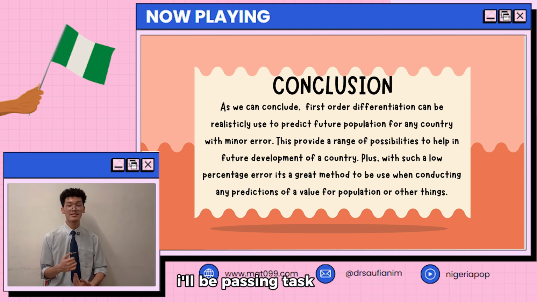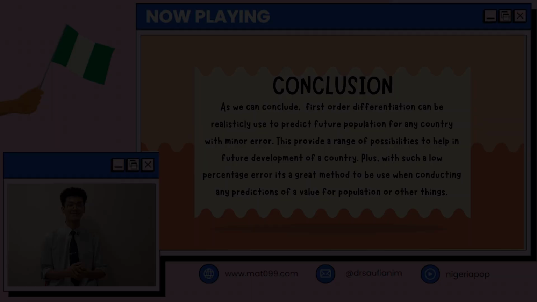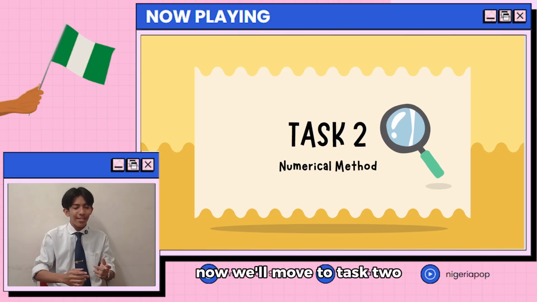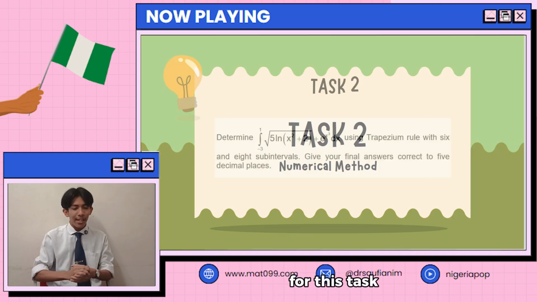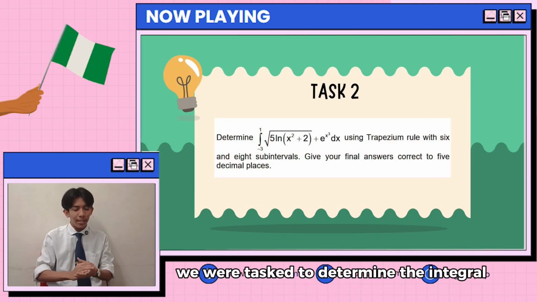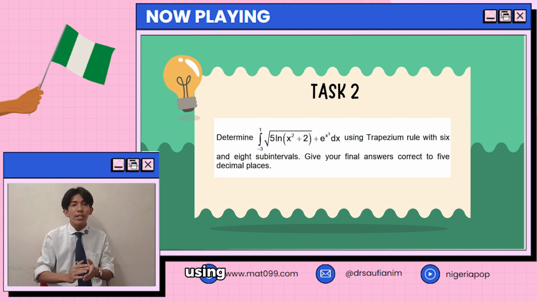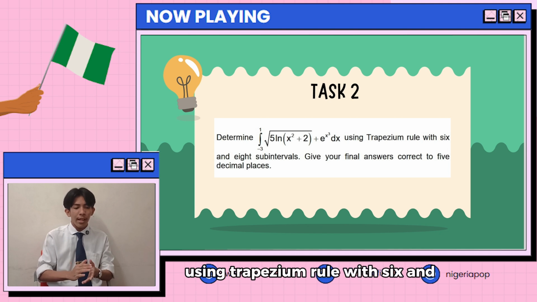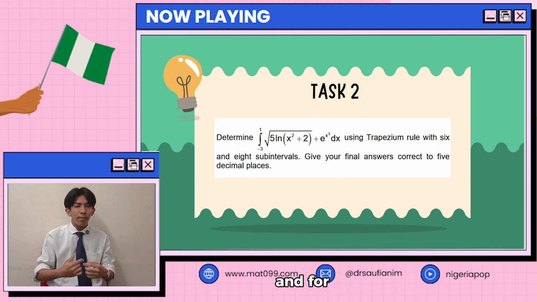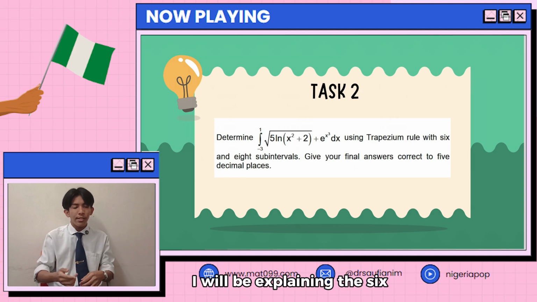I'll be passing task 2 for Adib to explain. Thanks, Haika. Now we'll move to task 2, which is numerical method. For this task, we will determine the integral of square root 5 ln x squared plus 2 plus e to the power of x cubed using trapezium rule with 6 and 8 sub-intervals. And for my part, I will be explaining the 6 sub-intervals.